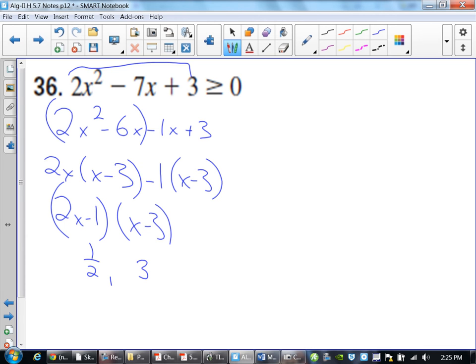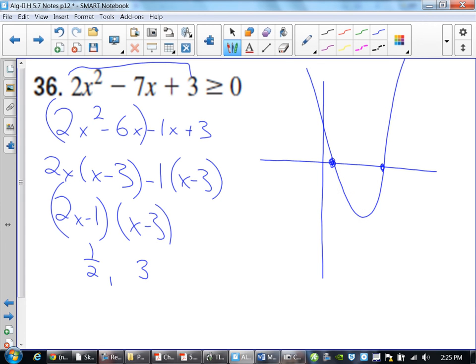I also know what direction this is going. It's going up because A is positive. So if I just plot it real quick, just take a look. Here's 1/2, here's 3. The question was asking us, where is this graph greater than or equal to 0? So the y doesn't matter. No, that is the y. What values of x generate this to be greater than or equal to 0?